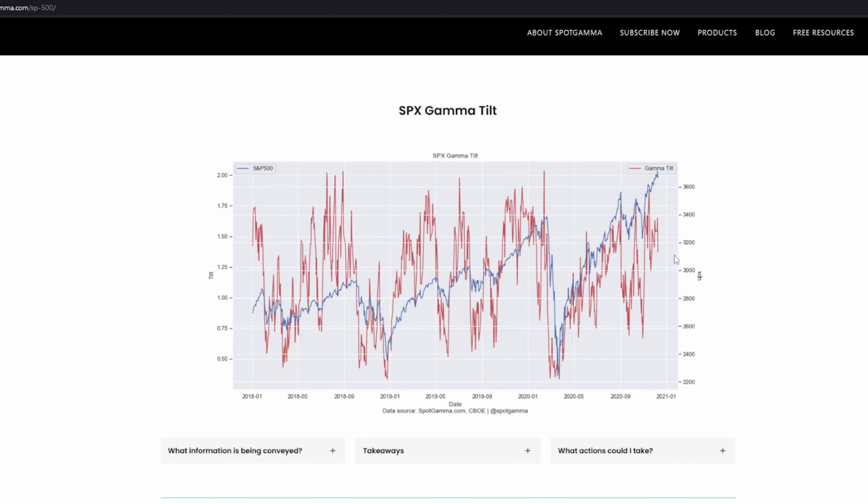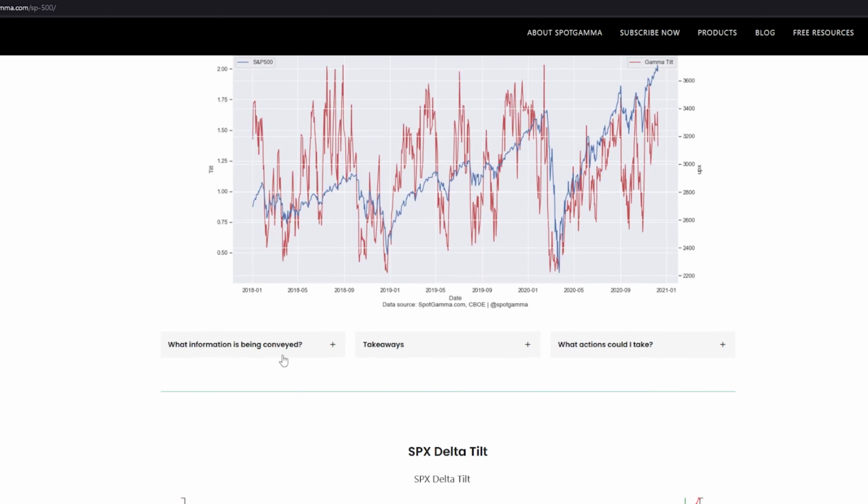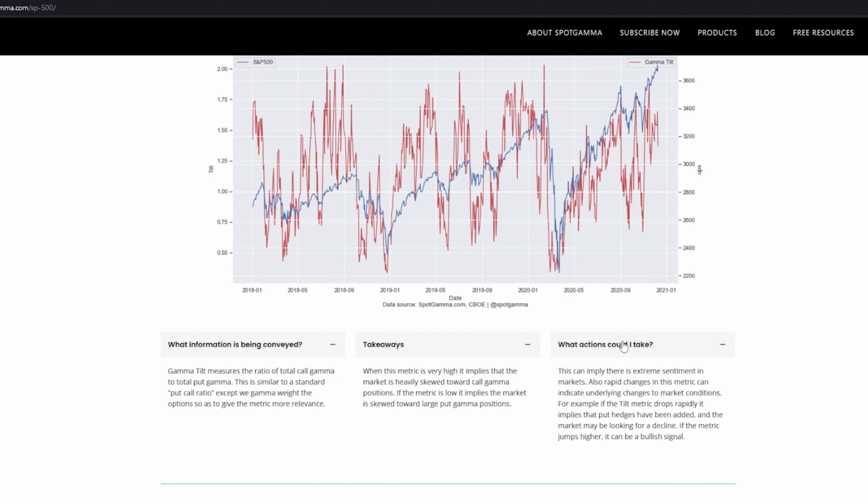And of course, I will throw in here, if you don't really understand how to use these charts, they throw in these little cool informational drop-down boxes that you can read what's being conveyed, what you should get out of it, and what you should do about that once you actually convey this information. They do a good job of conveying this information to even the basic user.